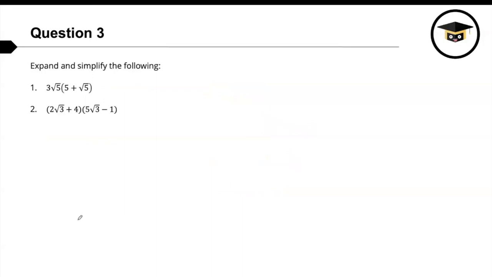With question 3, we need to expand and simplify the following. So with part 1, what we want to do is, just like normal expansion, distribute with the brackets. So we have 3 root 5 times 5. So that's going to be 15 root 5. And then we're going to be left with 3 root 5 times root 5, which is going to be 3 times root 5 times root 5, which is just 5. So we're going to end up with 15 root 5 plus 15.